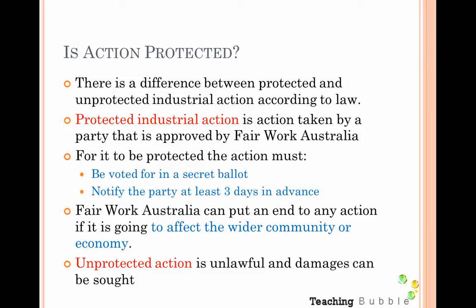Now, for it to be protected, it's got to go through a few things, but here's just a couple. So it's got to be voted in via a secret ballot. That means that the members of the union get together, and a secret ballot means that it's not just, right, who votes yes and everyone puts their hand up. No one knows who votes yes and who votes no, so it's a secret ballot. And a majority have to actually agree to the action that's going to be taken.